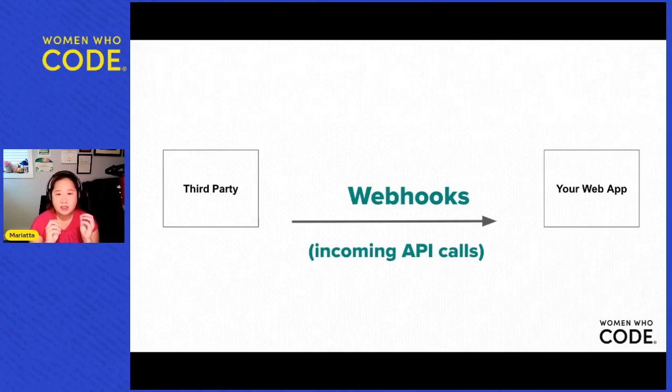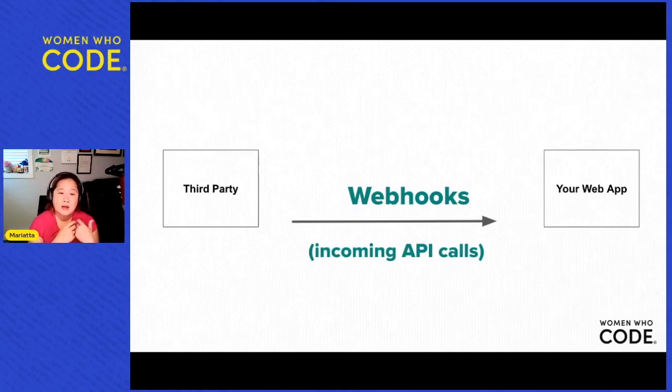The third party service providers like GitHub, Discord, Slack, they can talk to your app. They can tell you about things that happen on their platform. And these things are called webhook events. So if you've heard of it, this is it.